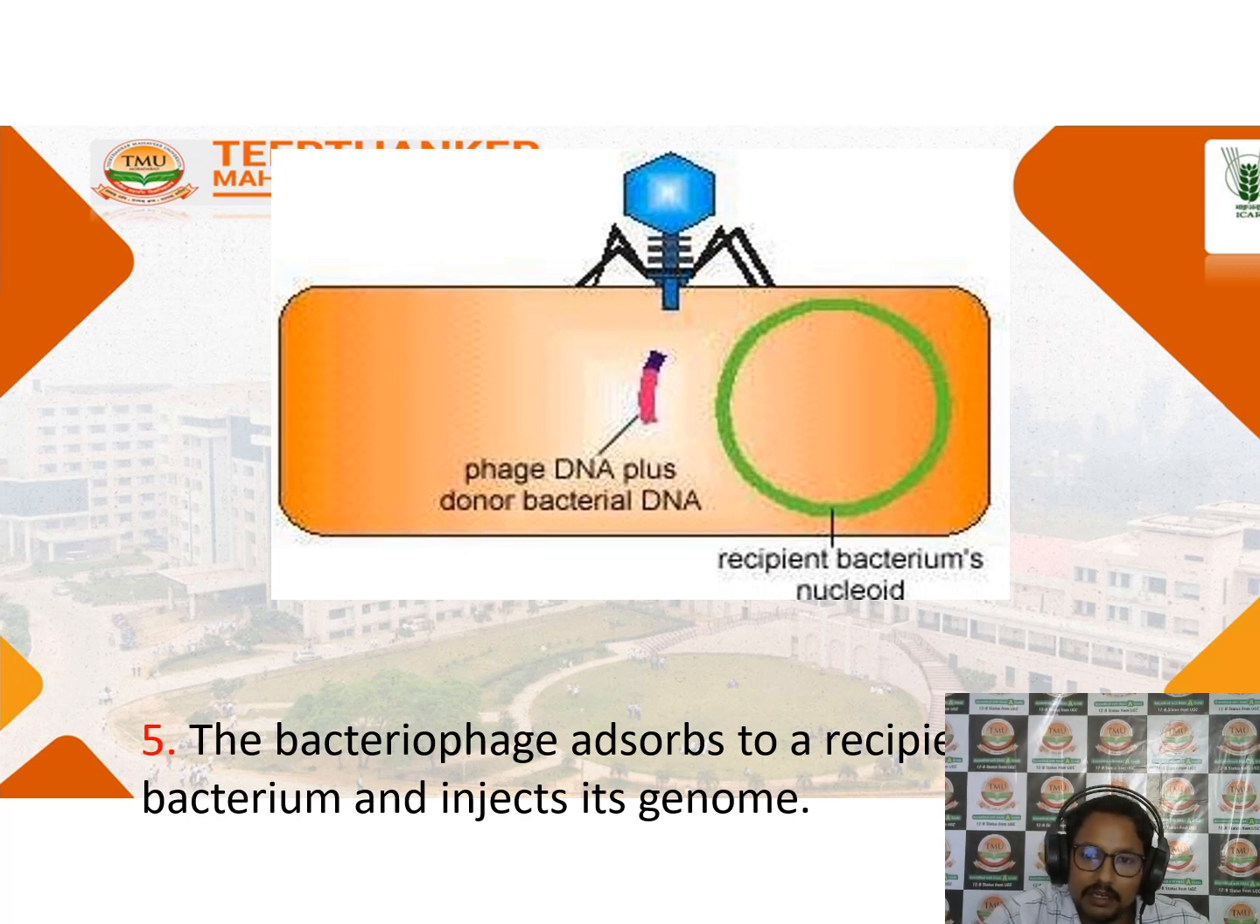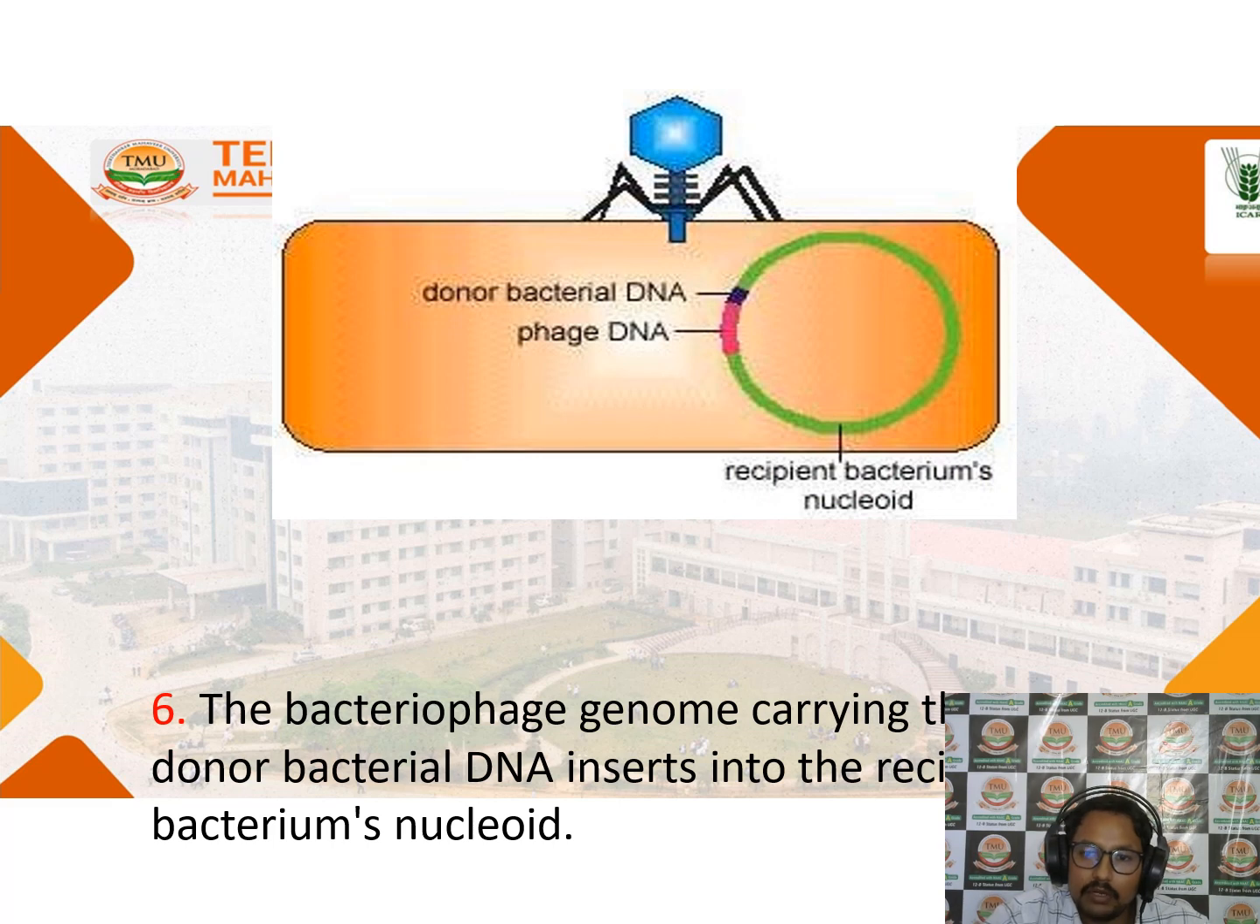Now these two portions will be incorporated into the new bacterial DNA, where at the end of the stage, it will have three different DNAs: one phage DNA, second the donor DNA, along with the recipient bacterium DNA. So this is the process of specialized transduction. These are the various stages of genetic recombination in the case of bacteria.